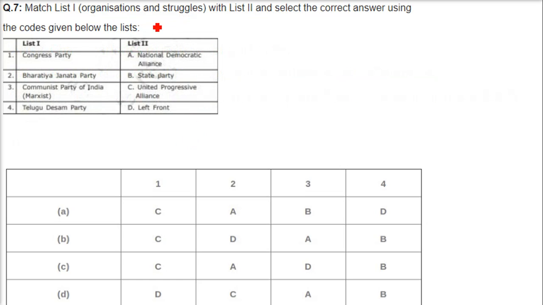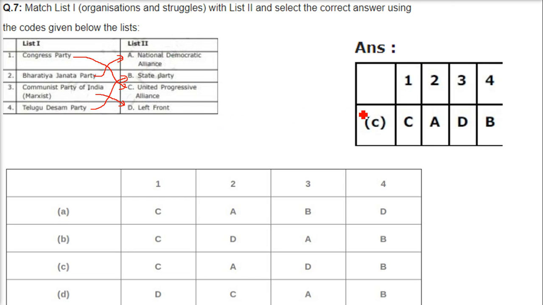Match list 1, organizations and struggles, with list 2 and select the correct answer using the codes given below. So, Congress Party. This is the major party in UPA, United Progressive Alliance. Bharatiya Janata Party is the major party in NDA, National Democratic Alliance. CPIM, this is left front, CPI and CPIM. And Telugu Desam Party, it's a state party. So, this is the correct matching. This is the answer, C1.